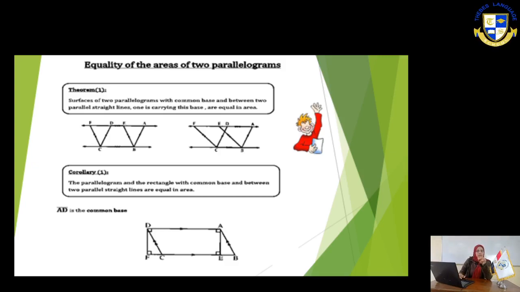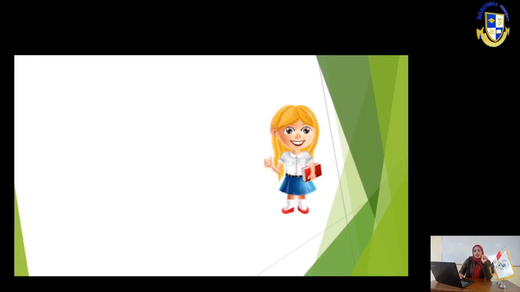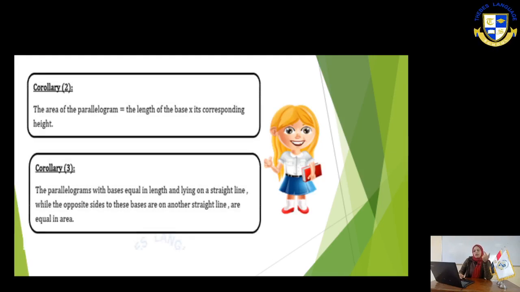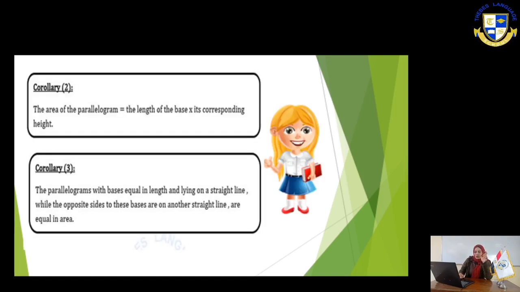Let's move to slide number 3. The area of a parallelogram equals the length of the base times the corresponding height. We have already studied this rule in primary 4 or 5, so I want you to remember it. Parallelograms with bases equal in length and lying on a straight line, while the opposite sides to these bases are on another straight line, are equal in area.